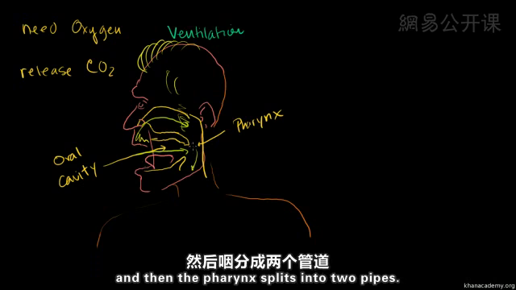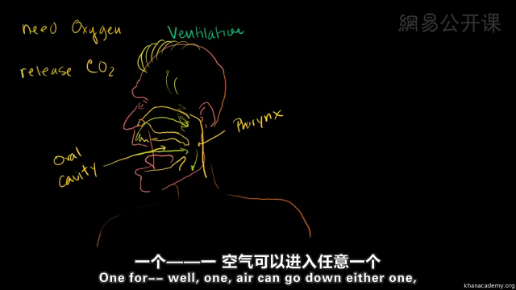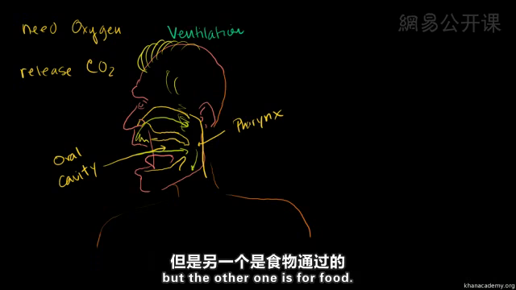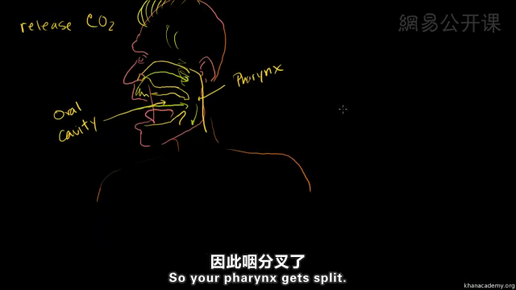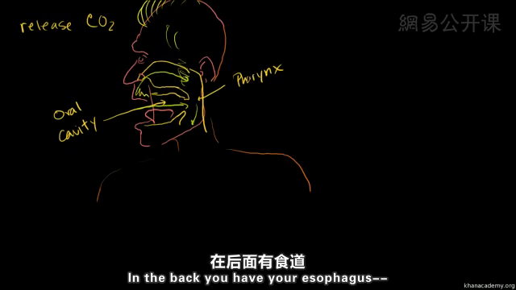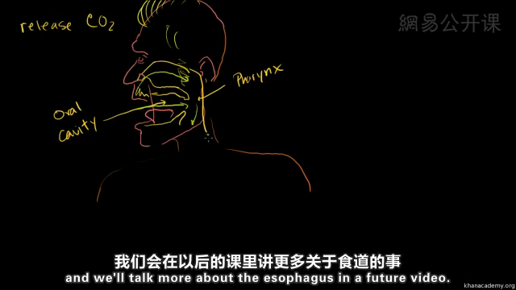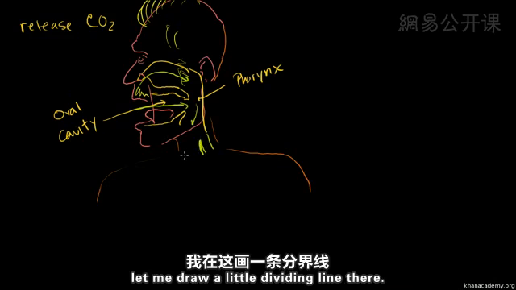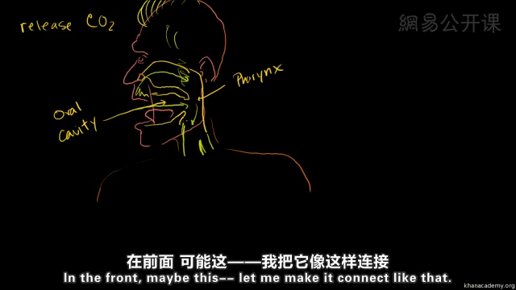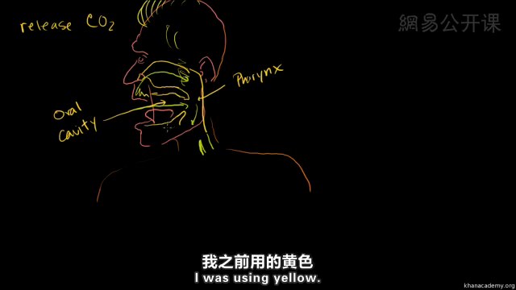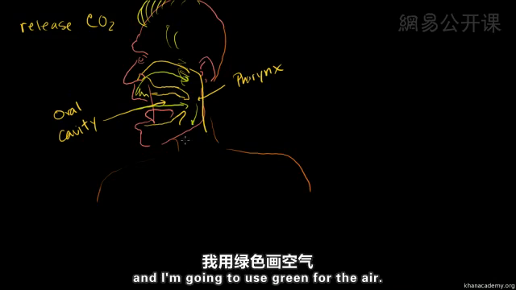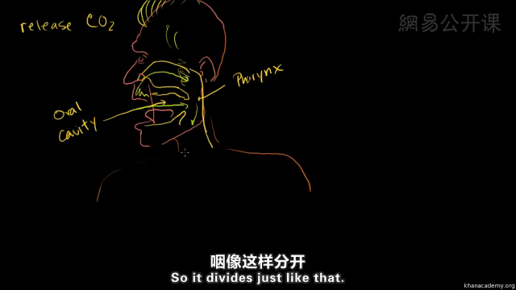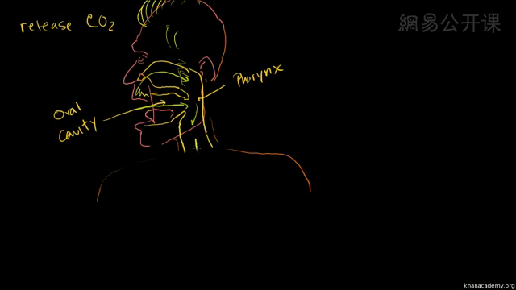And then the pharynx splits into two pipes. Air can go down one, but the other one is for food. So your pharynx gets split. In the back, you have your esophagus, and we'll talk more about the esophagus in a future video. In the front, let me draw a little dividing line there. Let me make it connect like that. I'm going to use yellow to continue, and I'm going to use green for the air. So it divides just like that. So this is the dividing line.